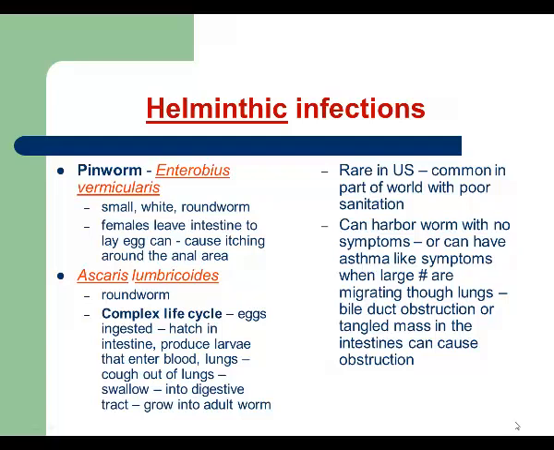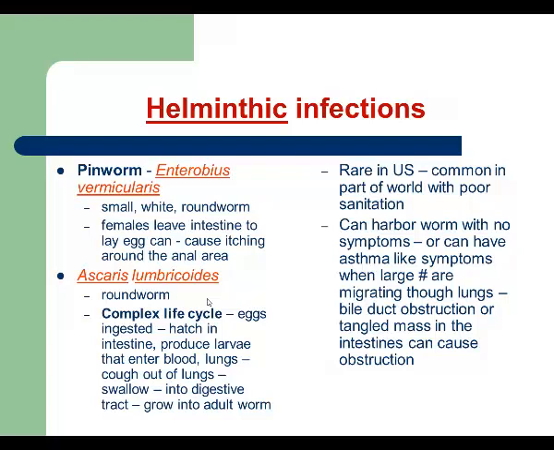Next roundworm is Ascaris lumbricoides. It's a larger worm. It can reach up to 12 inches long. And Ascaris lumbricoides has a complex life cycle. Humans usually get infected when they ingest eggs of this worm. Within the GI tract of that patient, eggs will hatch into larvae.